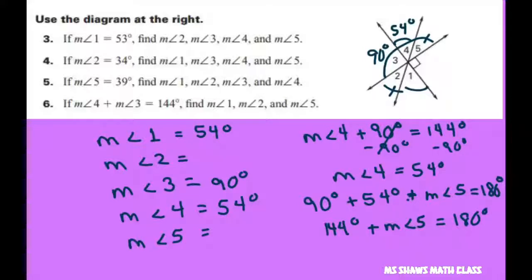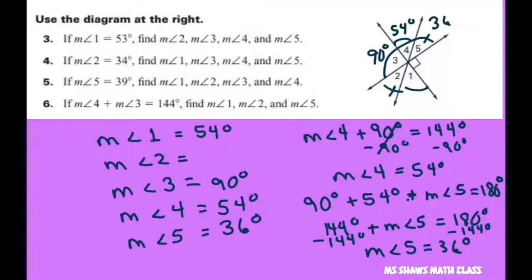You're going to take 180 and subtract 144, and you get 36 degrees. So the measure of angle 5 equals 36 degrees. You're just subtracting 144 degrees from both sides. So that's 36 degrees. If this is 36 degrees, then our vertical angle, the measure of angle 2, is also 36 degrees. And that's it.